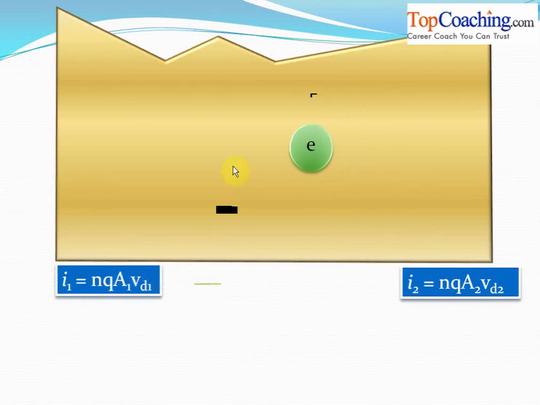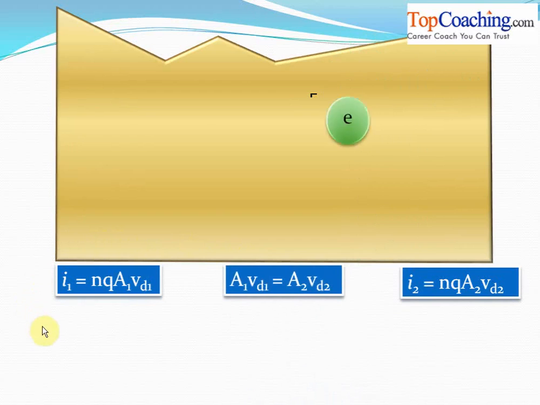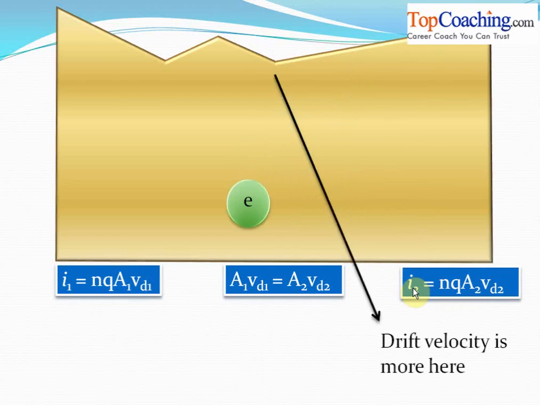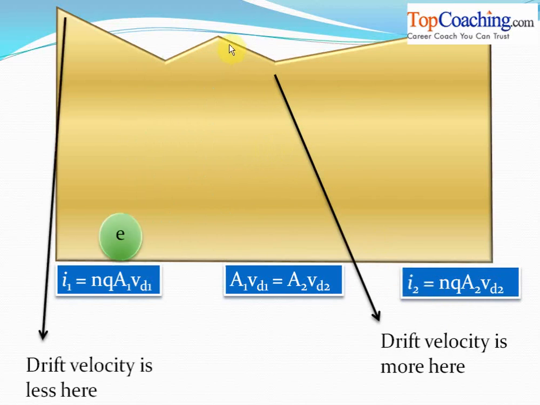Now, we know that A is different for both cases, so the drift velocity must also be different, because as you can see, I1 is equal to I2. Therefore, A1 into vd1 will be equal to A2 into vd2. So, when the area is more, drift velocity is less. And when the drift velocity is more, the area is less. For example, here you can see that the area of cross section is more, so the drift velocity is less. And the drift velocity is more here because the area of cross section is less. Now, since our conductor has a varying area of cross section, the drift velocity is definitely varying. So, the drift velocity is varying and the current is constant.